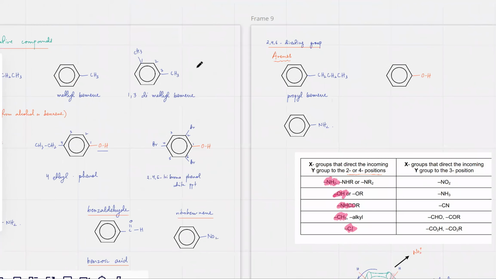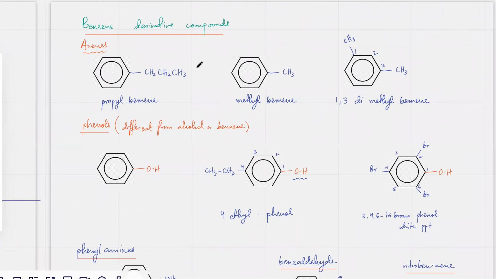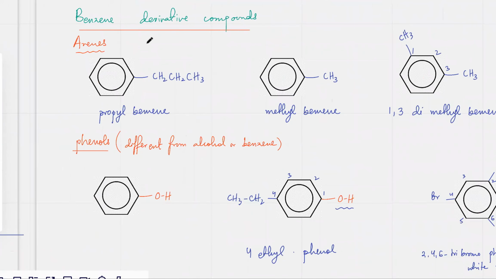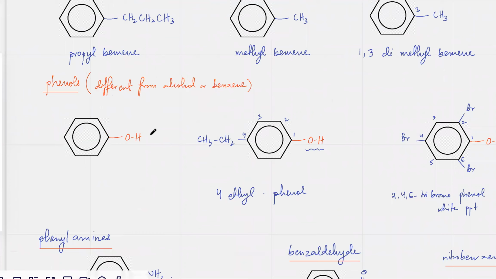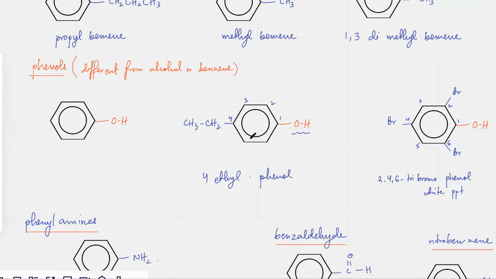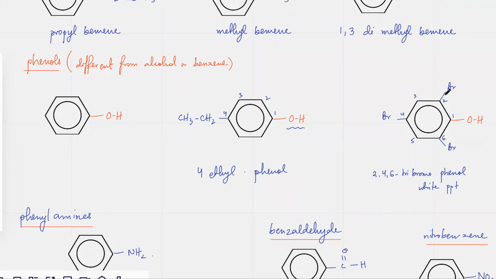You can have many things attached to benzene. You've got arenes, which are benzene with a carbon chain. So methyl, 2 methyl groups, 1 methyl group, a propyl chain. You've got phenols. Phenols are benzene with an OH. So this one is 4-ethyl phenol because the ethyl group is on the 4th position. This one is known as 2,4,6 tribromophenol. Bromine is at 2, 4, and 6 position. So whenever you have benzene and it's got an OH, that's a phenol.